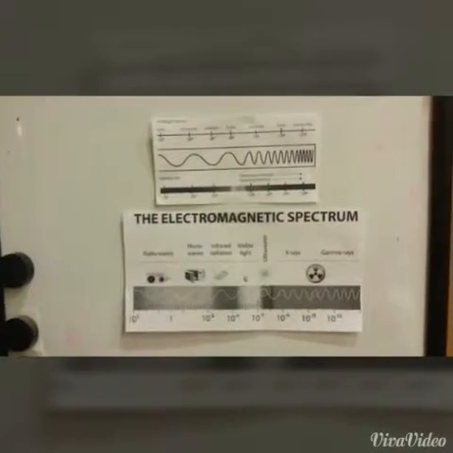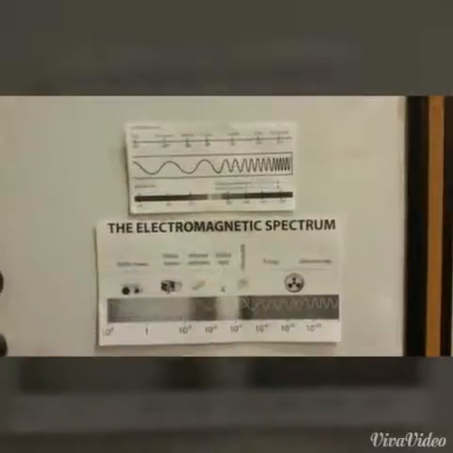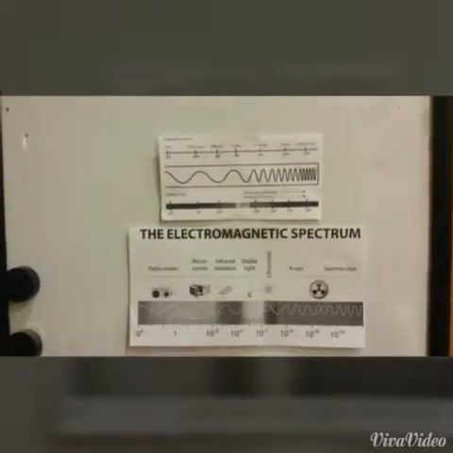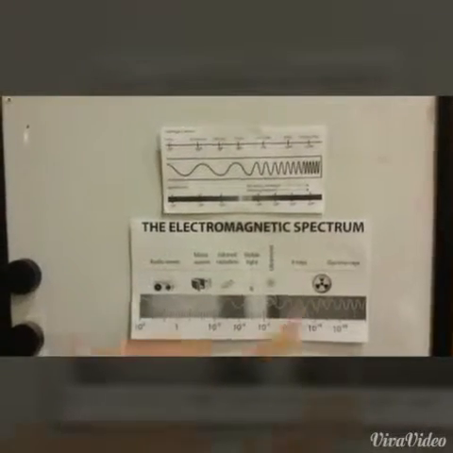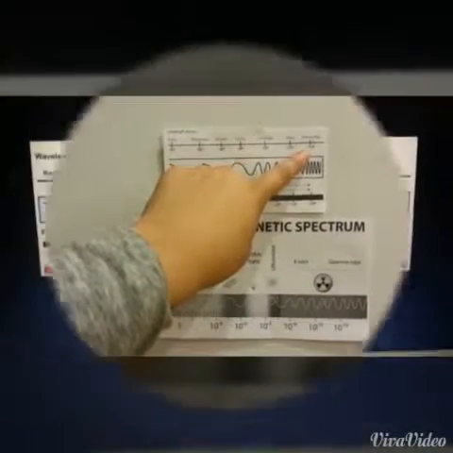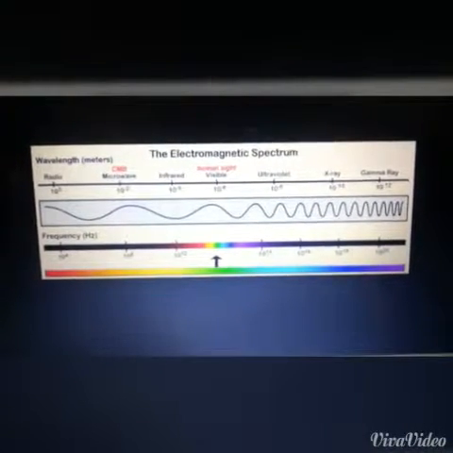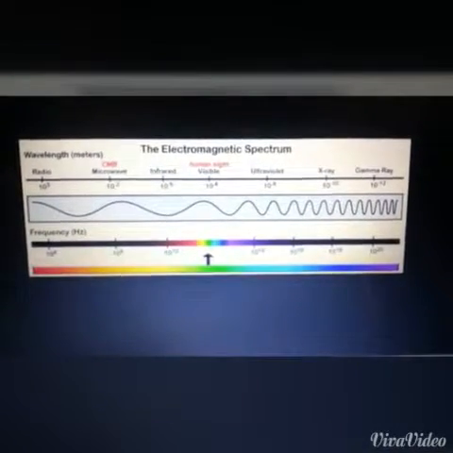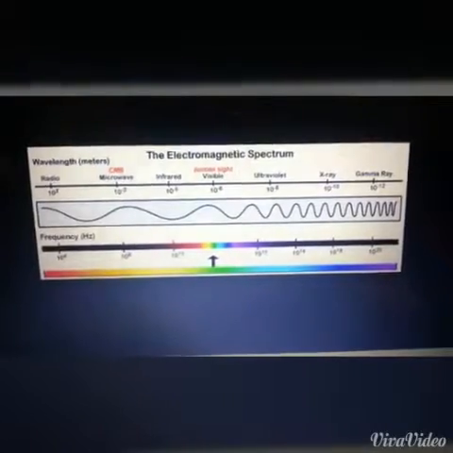After that, we have ultraviolet light, which is 10 to the negative 8th power. Then we have X-rays, which is 10 to the negative 10th power. And finally, gamma rays, which have the most energy, which are 10 to the negative 12th. To get a better idea of what each of the wavelengths and frequencies look like, here's a picture of the electromagnetic spectrum. Now moving on to the first wave, which will be radio waves.